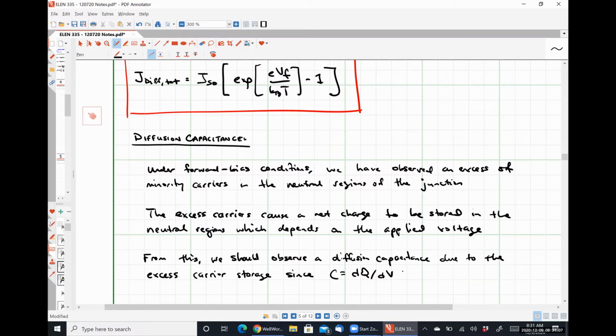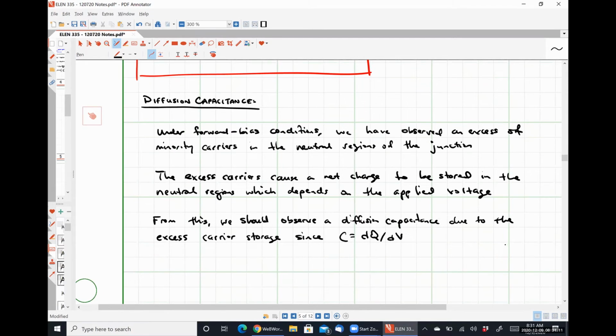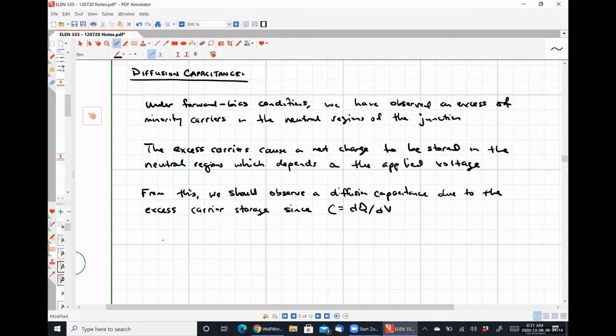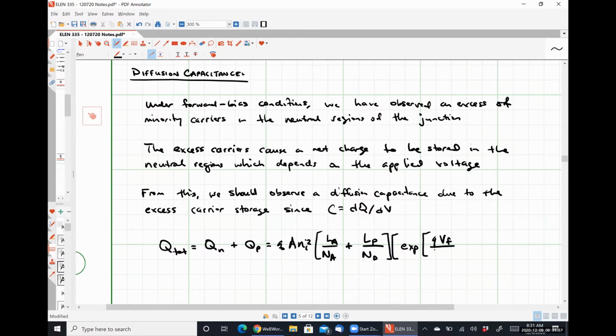So the total charge accumulated on each side is simply the amount of charge accumulated on the N side and the amount of charge accumulated on the P side, which is given by Q A Ni squared times Ln over Na plus Lp over Nd, multiplied by that same factor, exponential of Q V forward divided by KBT, minus 1.